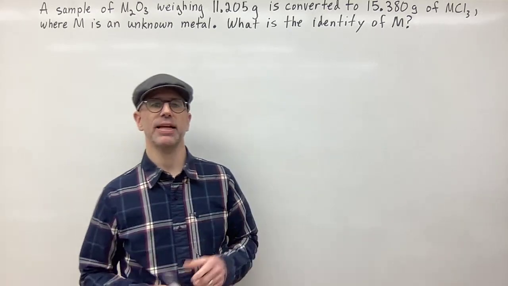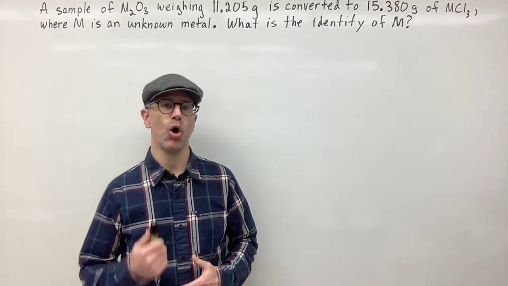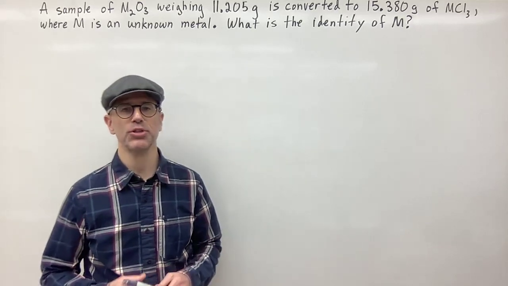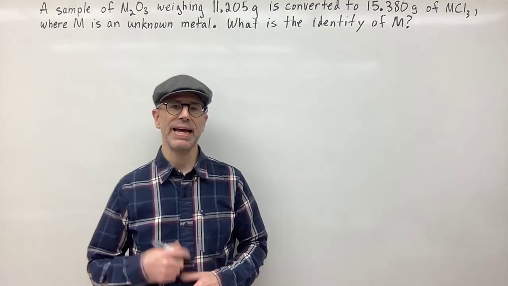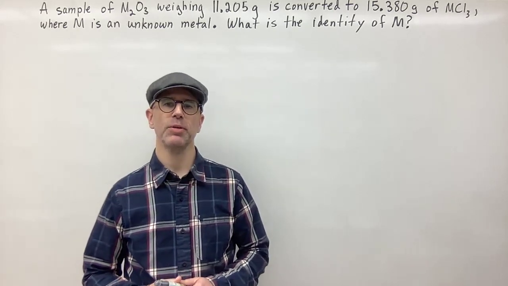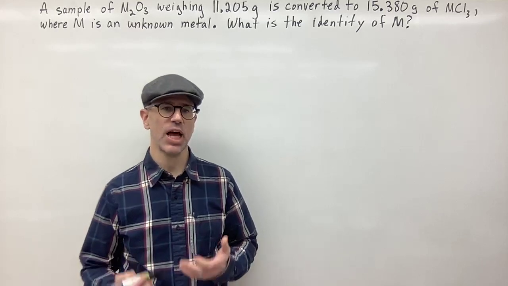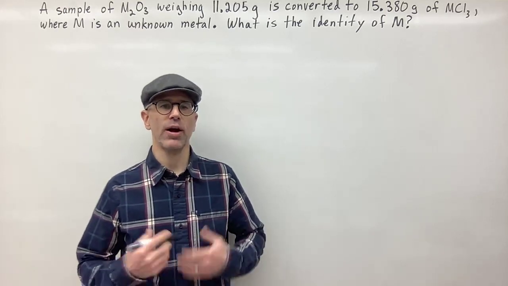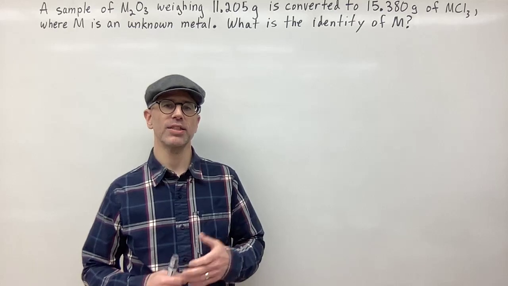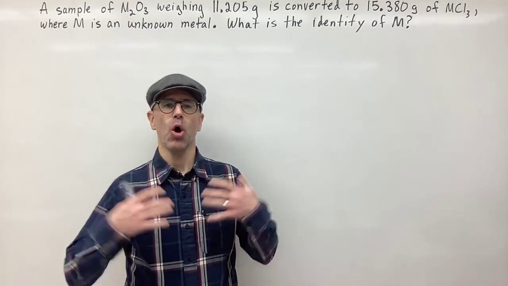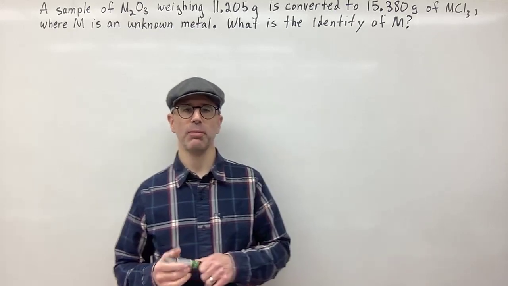So here we're given a sample of M2O3 weighing 11.205 grams, and we're told it's converted to 15.380 grams of MCl3, where M is an unknown metal, and they want us to identify M. So how in the world do you do this problem?